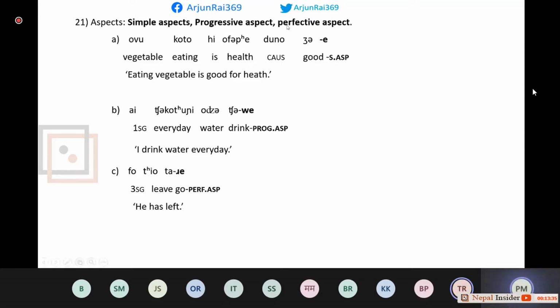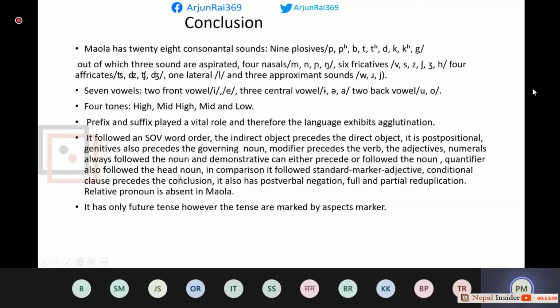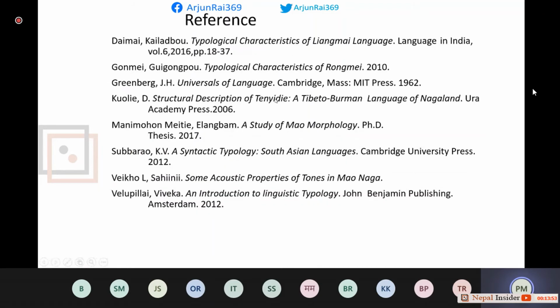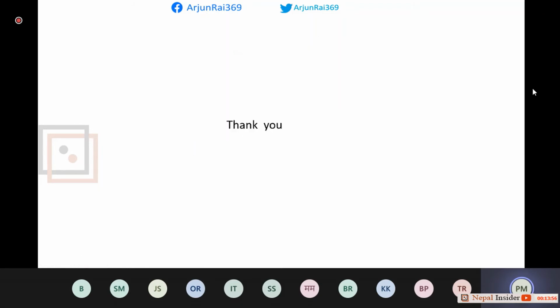Okay, here the simple aspect is marked by a. A is used as a simple aspect marker, and for progressive we have we, and for the perfective aspect we have re. Okay, so this is the conclusion, and these are the references that I have referred to for this presentation. Okay, and thank you.